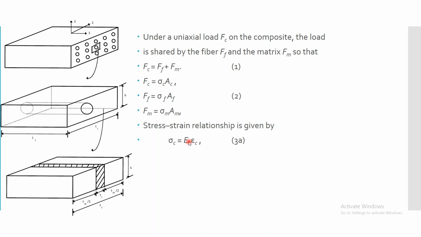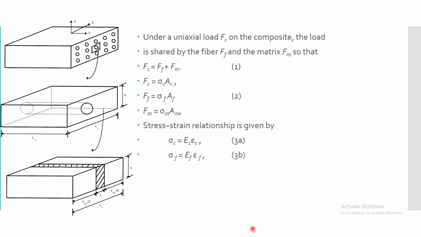Sigma c is nothing but E1 into epsilon c. So here you should note down that the term E suffix 1 represents longitudinal Young's modulus. Okay, so the Young's modulus along the direction of 1. That's what is denoted here. That's the relation 3a: sigma c is equal to E1 into epsilon c, that is strain of the composite.